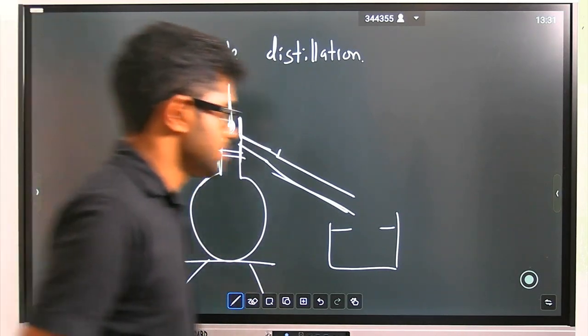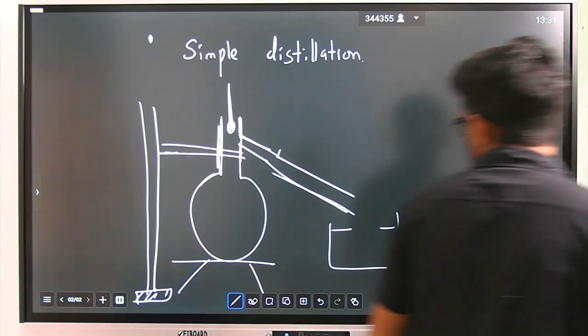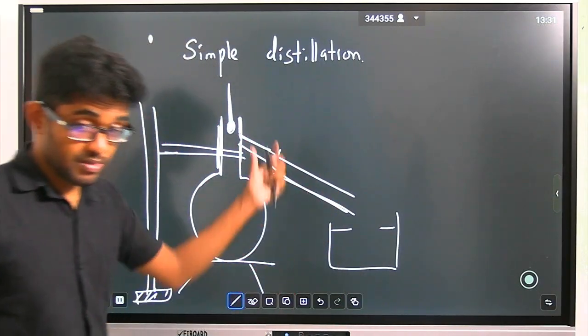Alright, so if I explain this, the most important part is that you need to understand the mechanism of the Liebig condenser.